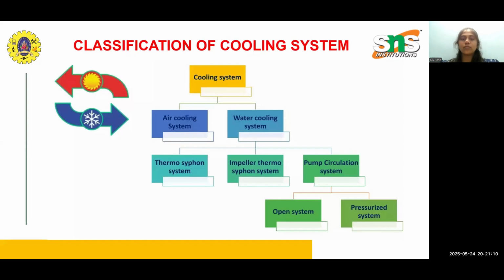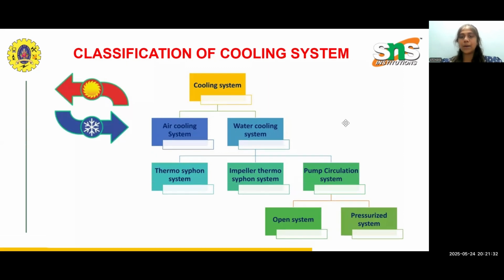The classification of cooling system. In this slide, you can see that it is majorly categorized into two: the air cooling system and the water cooling system. The water cooling system is again categorized into three types: the thermosiphon system, the impeller thermosiphon system, and the pump circulation system. Again, the pump circulation system is classified into the open system and the pressurized system.